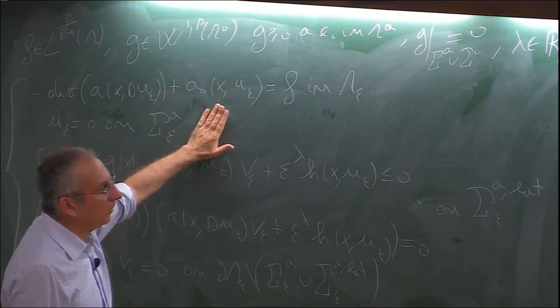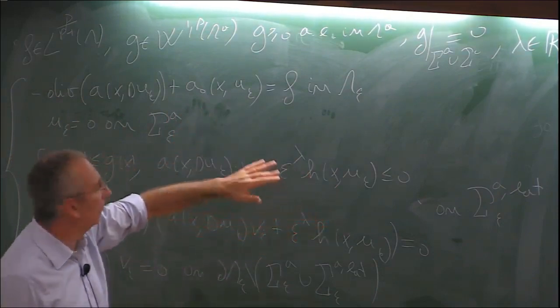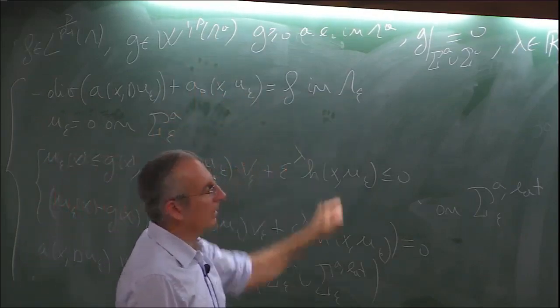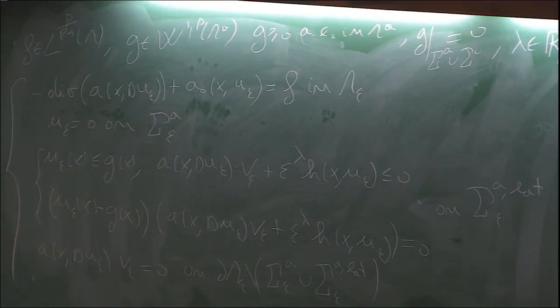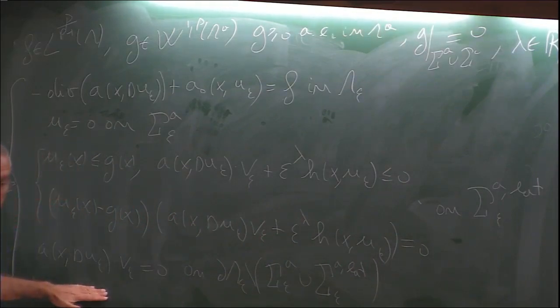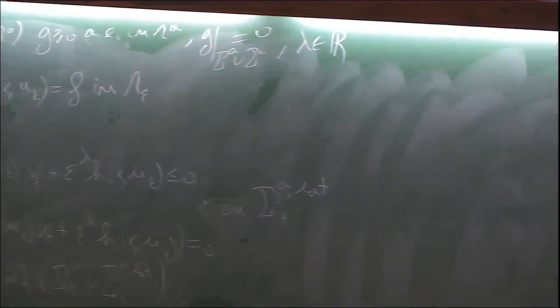H0(x) u epsilon, for instance, you can take H0 equal to 0 if you prefer. Then you do not have this term. Equal to f in omega epsilon. Moreover, we have some boundary conditions. We have u epsilon equal to 0 on sigma A epsilon, that is, 0 on the top of the teeth. We have this homogeneous Dirichlet boundary condition everywhere except on the top of the teeth and on the lateral boundary. We assume a homogeneous Neumann boundary condition.